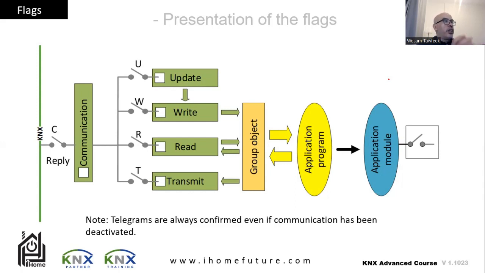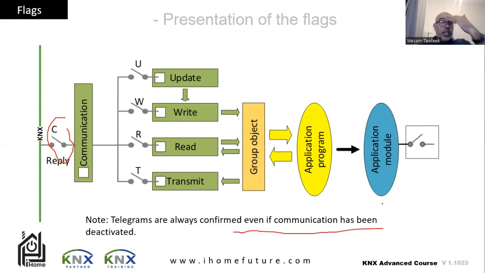Flags describe a group object. Depending on the flags set on the group object, they determine how the group object will deal with the bus. From the first slide of the basic course, we know that we have mostly 5 flags: communication, update, write, read, and transmit. We said at that time that communication can be described as the master flag, because if the communication flag is not on, then the device is not communicating at all with the bus. So for me, the device is dead.